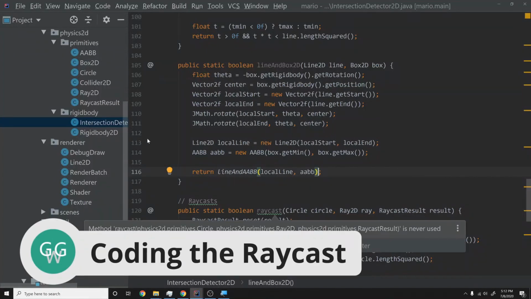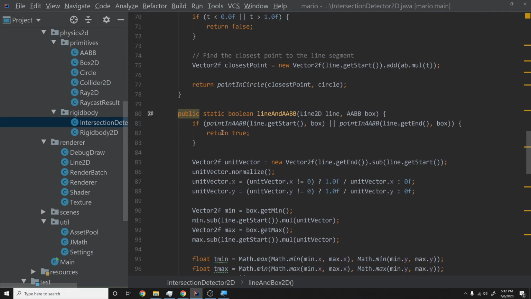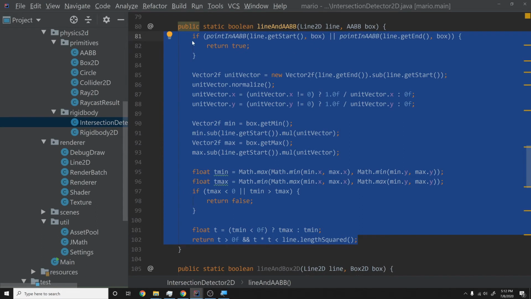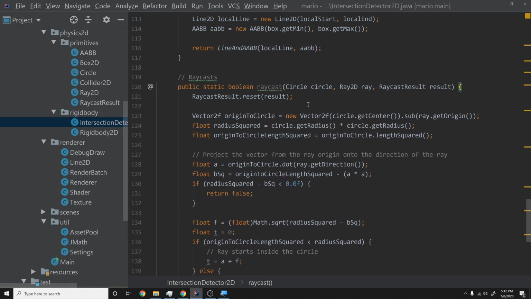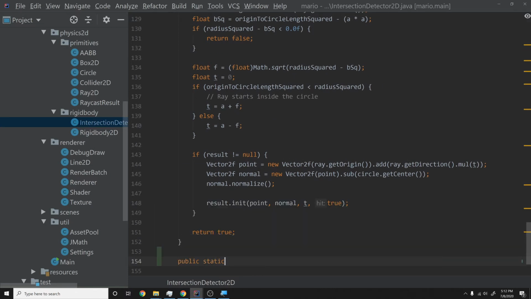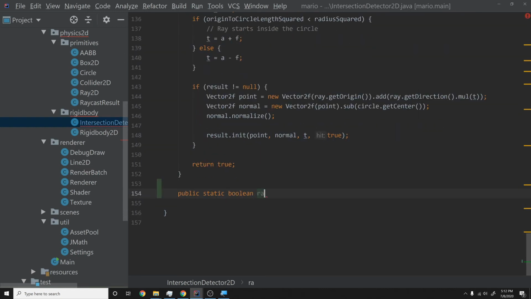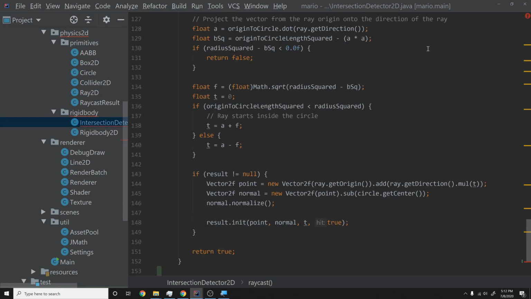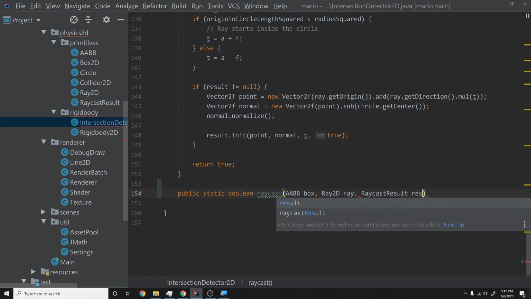Okay, so I'm back in our project here. The first part of this is actually going to be pretty easy because we can literally just copy our line in AABB. So for raycasting against AABBs, I'm just going to copy this real quick. And we're going to go down here and say something similar to this. Basically public static boolean raycast, and we're going to give it an AABB. This is our box. And then we want to give it our Ray2D and our RaycastResult. So Ray2D ray, and RaycastResult.